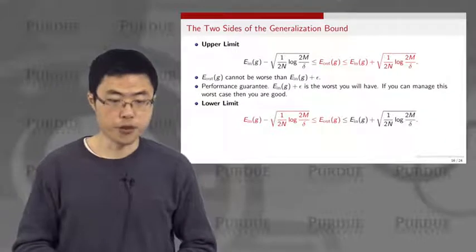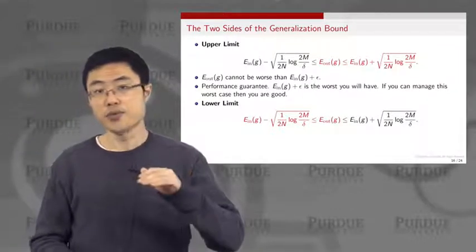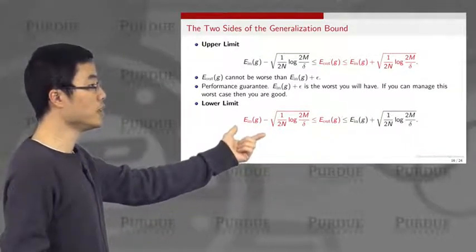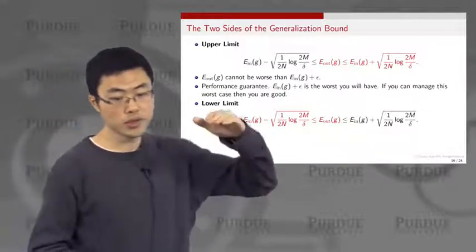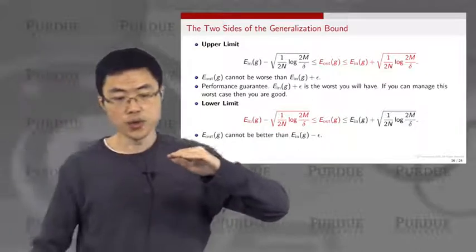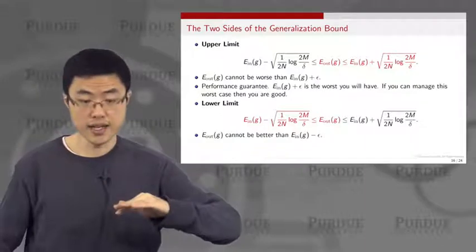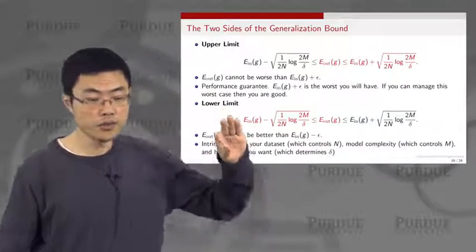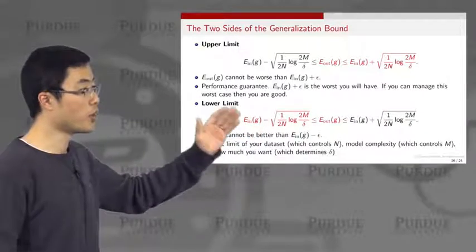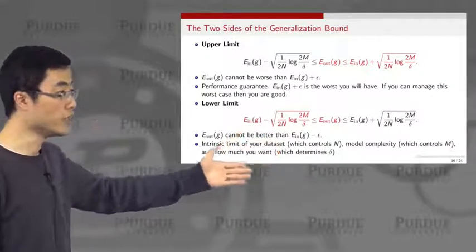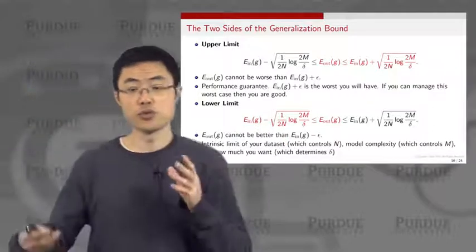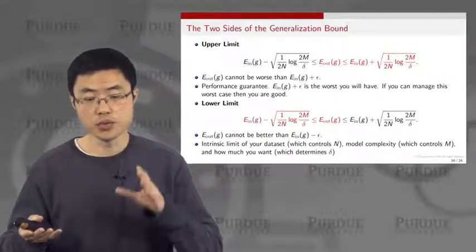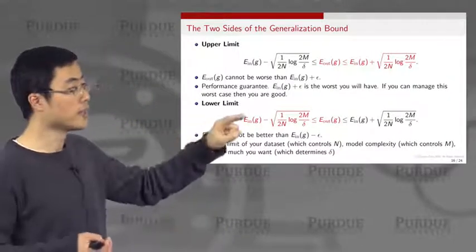The lower limit is also very, very informative. The lower limit says that my E out will not be better than E in minus something. You look at this equation: you have E in, and then you subtract epsilon from the E in. So this is a little bit lower than the E in value, and that means the E out cannot be better than E in minus that epsilon. And that is the intrinsic limit of your data set, which is controlled by the N. Once you give me the data sets, once you tell me the model, and once you tell me the confidence level that you want to achieve, then there is a fundamental lower bound that you cannot do better than. That's just the fundamental limit of your learning algorithm. That is the intrinsic limit of your problem. You will not be able to get a testing error that is lower than this lower limit.